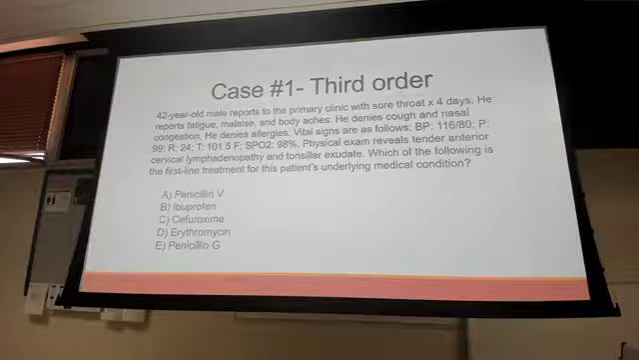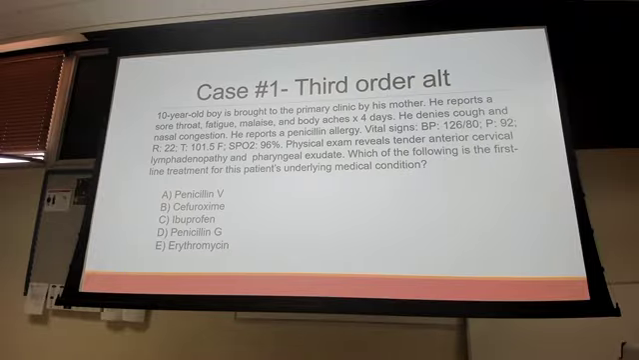And what else? That's 4. So which of the following is the first line treatment for this patient's underlying medical condition? What? Envy. Pen B. I thought somebody said Pen G. Okay, Pen B. All right. All right, it's on you. Left side or right side.